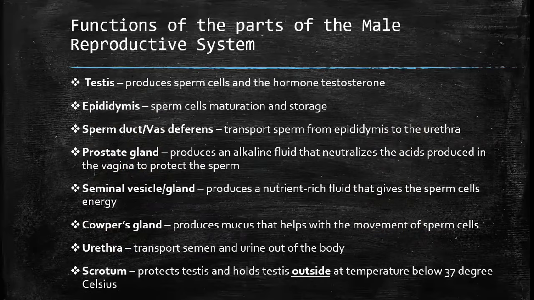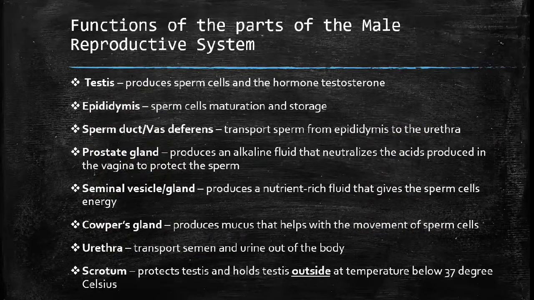The testes, which I've just shown you, produce sperm cells and the hormone called testosterone, which we're going to discuss as we move on, but not on the slide I'm busy with right now. And then we have the epididymis. The epididymis is very important because it is where sperm mature. It is important for sperm cell maturation and also for storage. That is where your sperm cells are stored until they become mature.